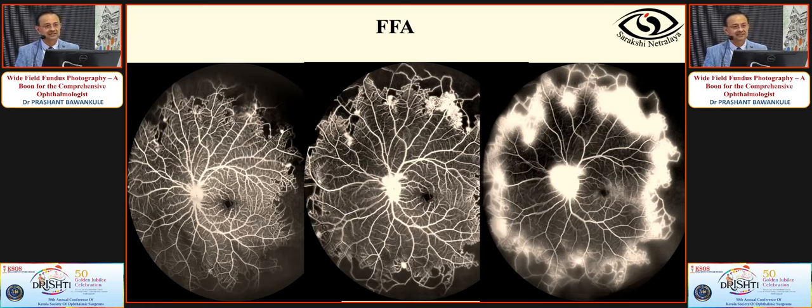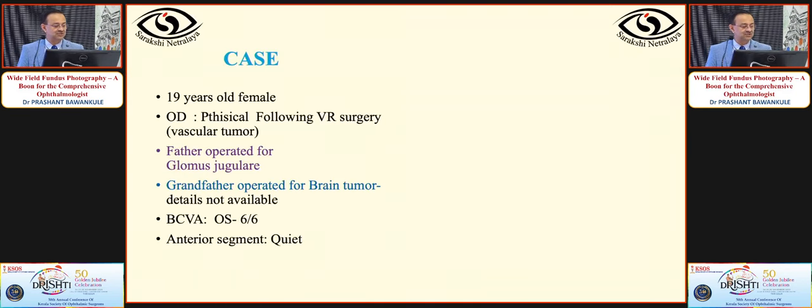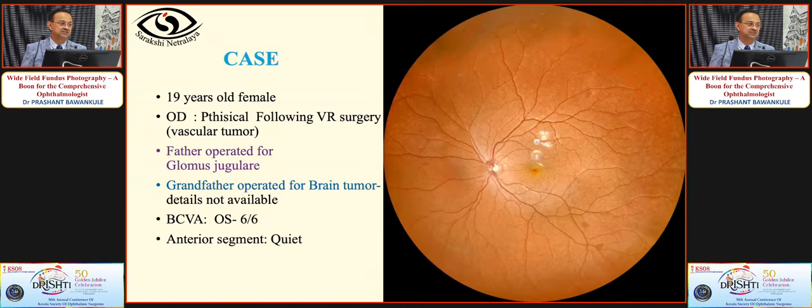Of course, the other eye underwent a vitreous surgery and was treated whatever necessary. Now this patient has another history: the right eye had a phthisical eye because of an operation. This was the history which was significant, and this was the patient's fundus photograph.